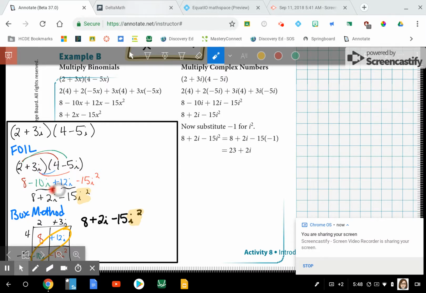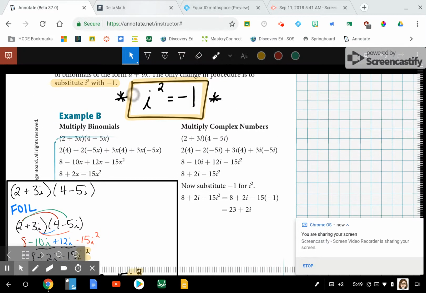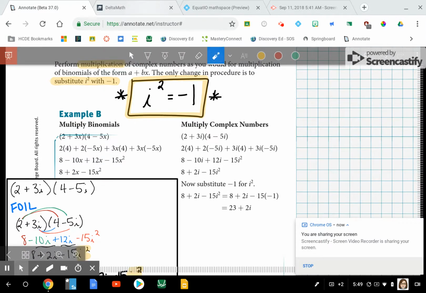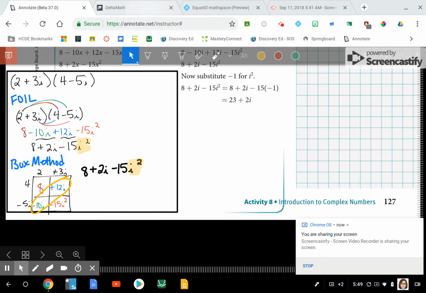Now notice, two of the terms have i, they can be combined to get that plus 2i. This other term has an i squared. Okay, so remember, i squared equals a number. i squared is not a variable. It equals -1. So anytime you see that i squared, you should really be plugging in or substituting in a -1. So let's do that right here.